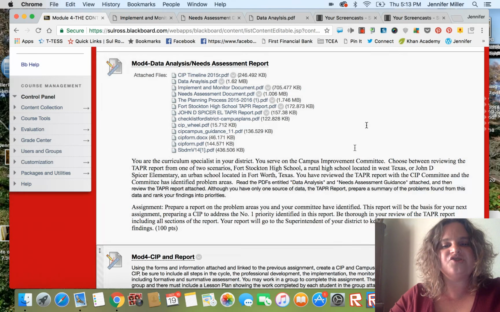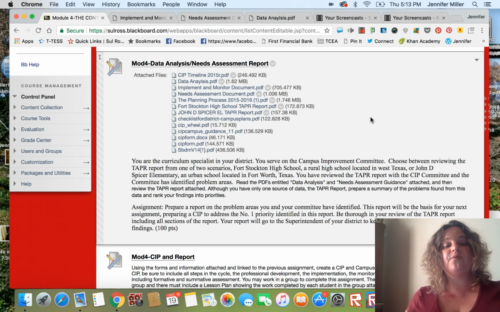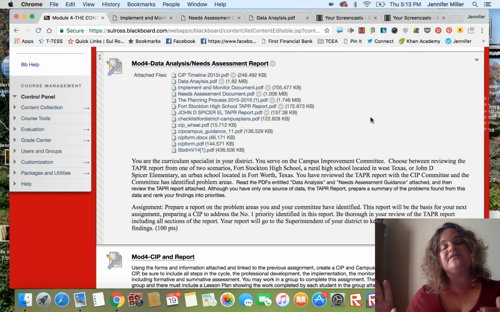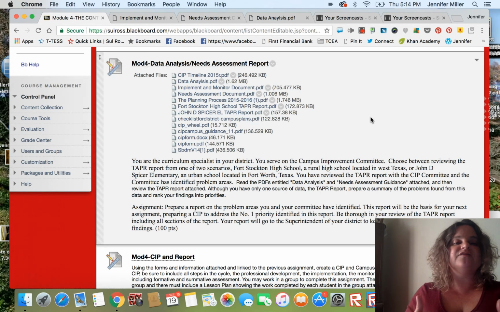So in Module 4, the Data Analysis Needs Assessment Report, which is due Monday night, that is just a report. It's a report that you would send to your superintendent that only talks about your targeted areas of improvement that you have identified through data analysis, and those targeted areas of improvement, of course, relate to your indexes. And you also, in that report, identify causal roots, why this might be a problem. And you don't really offer solutions in that report.